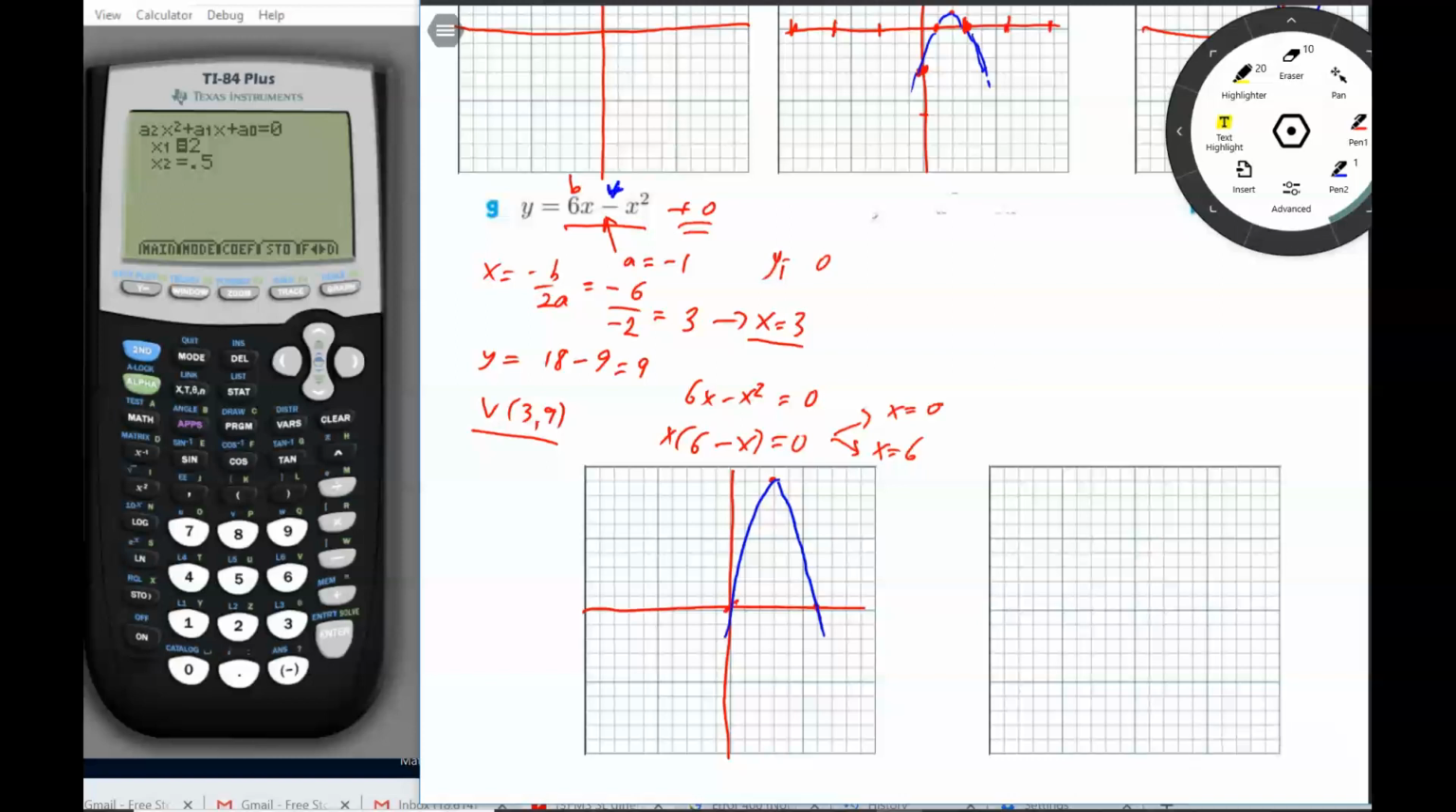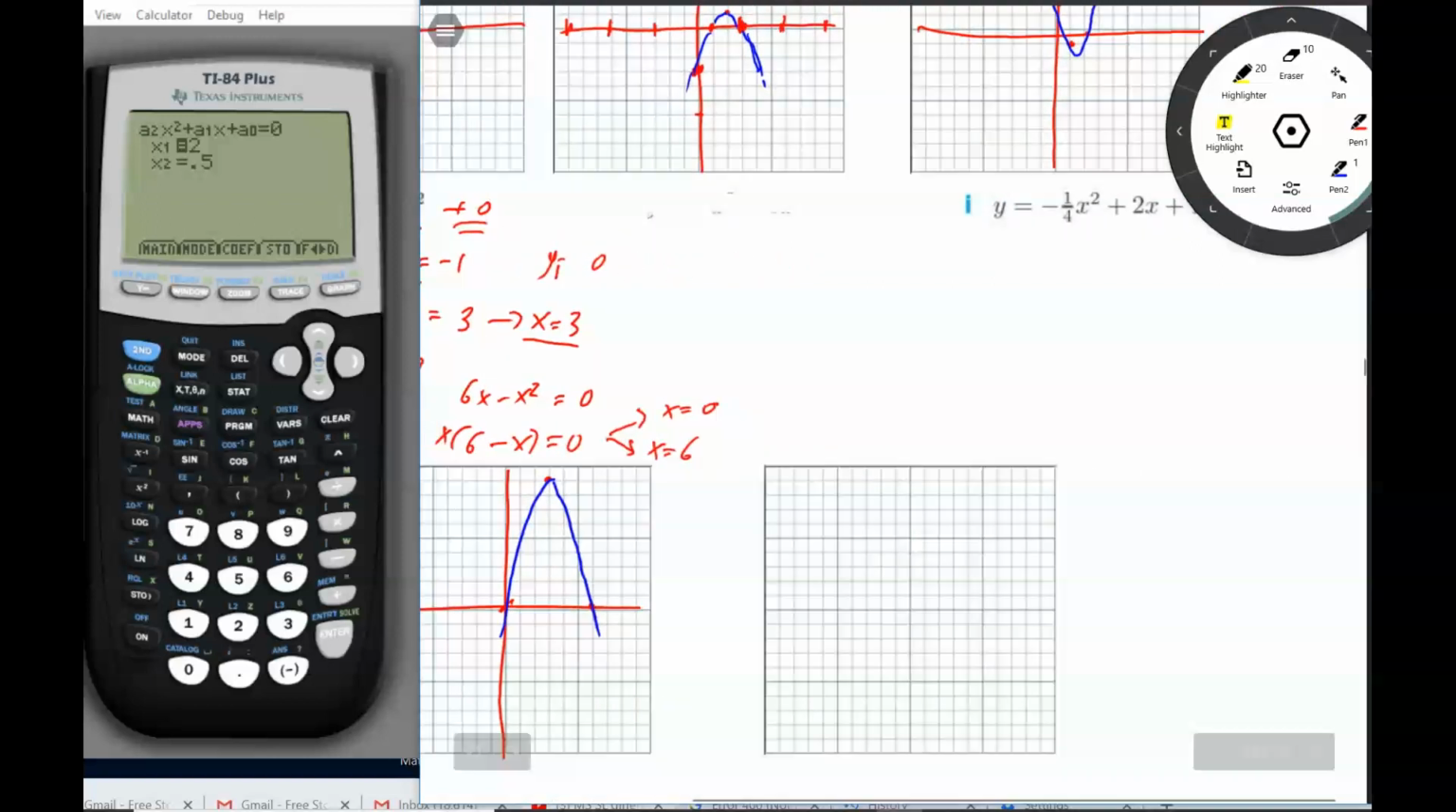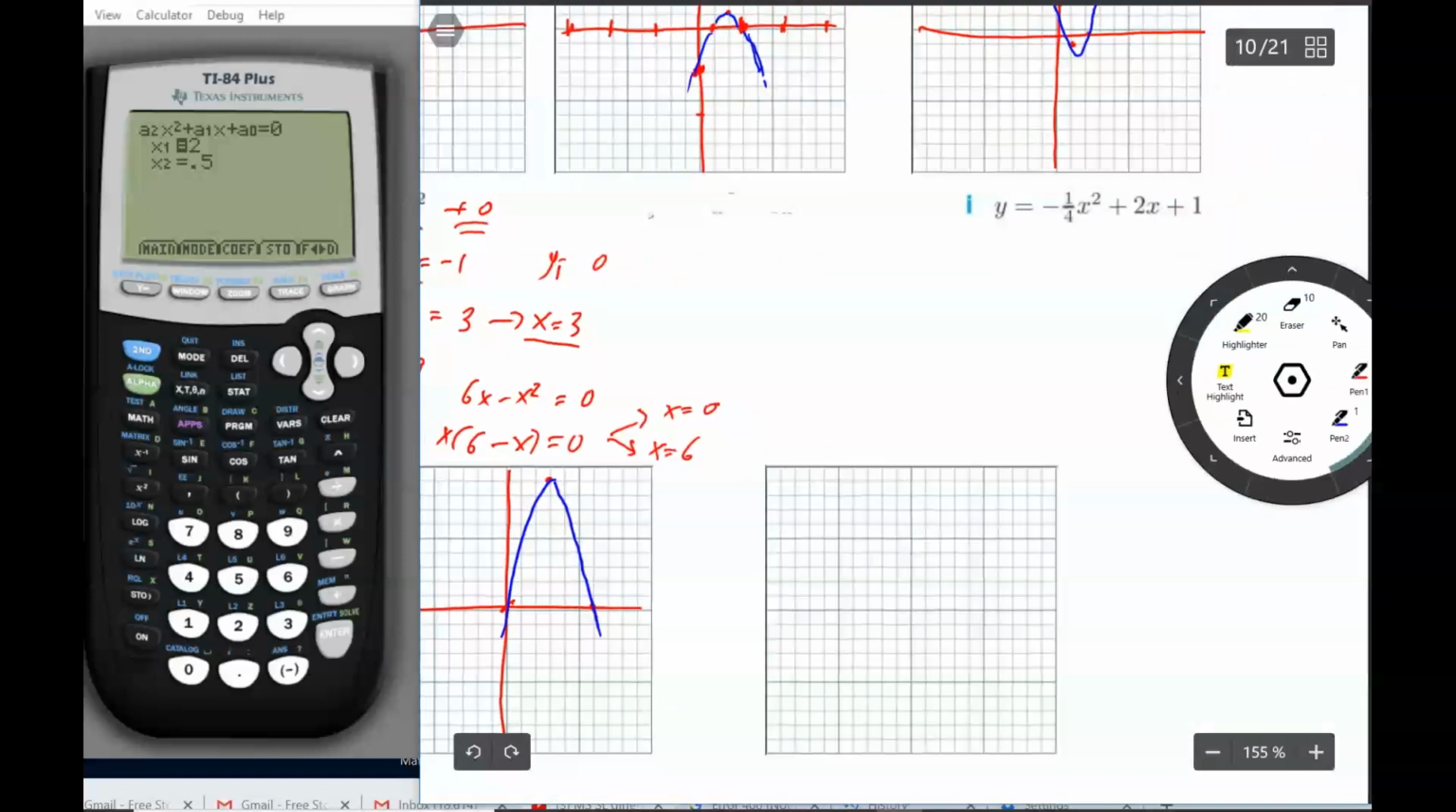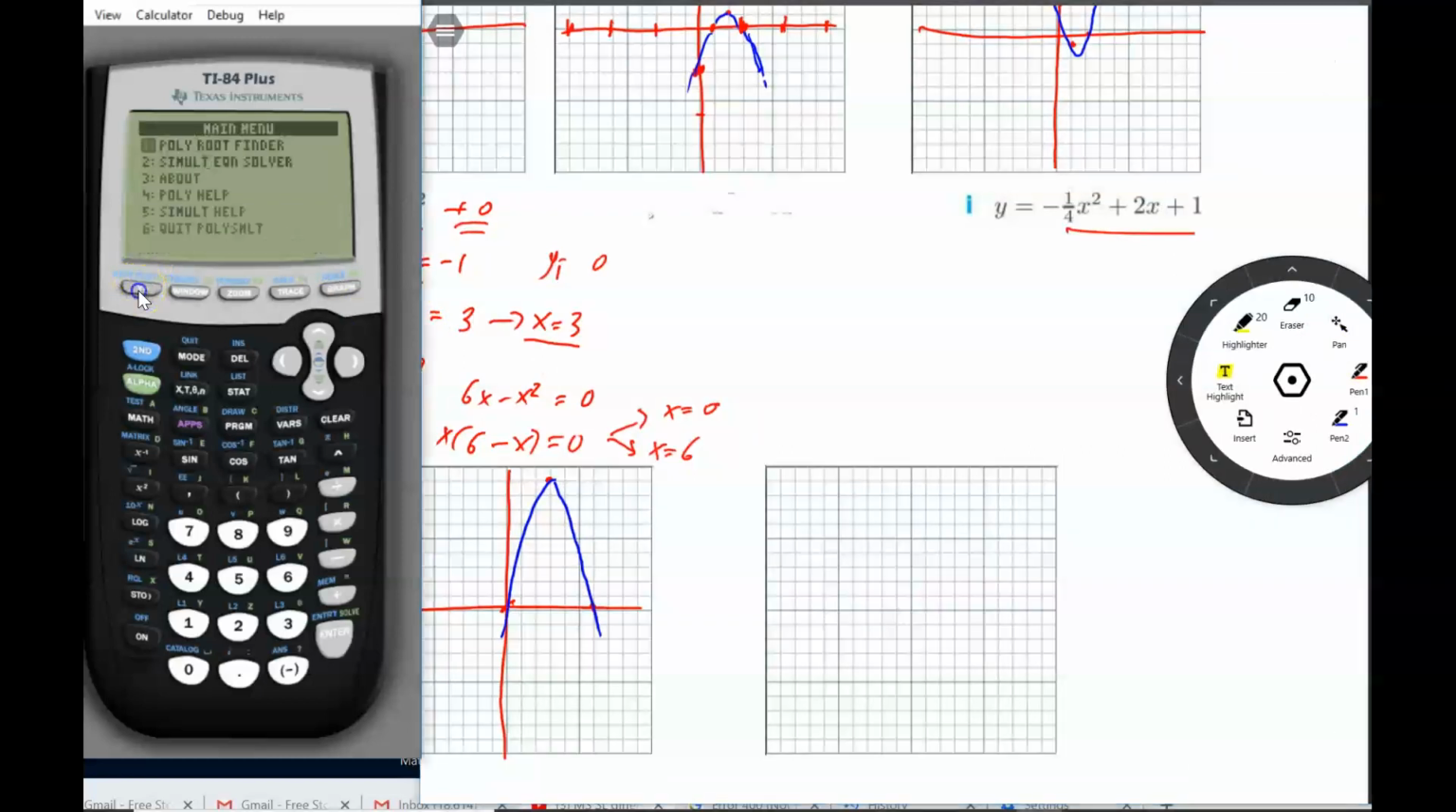Okay, now we're going to do the last one, which looks awful. It's got a fraction in it and everything. Let's do this one with the calculator, shall we? Since we're already on PolySMLT, why don't we go ahead and do the x-intercepts with the calculator. We're going to put -1/4. If you want to put -1 divided by 4, you can, but I also know 1/4 is 0.25, so I'm just going to put -0.25. It's easier to type. B is 2, and C is 1, and I'm just going to solve it.